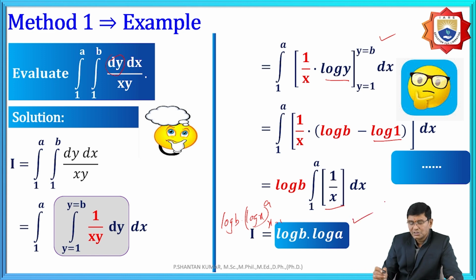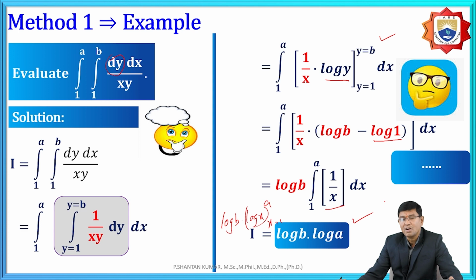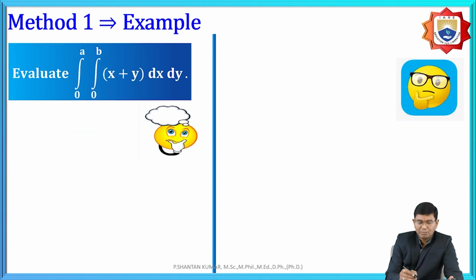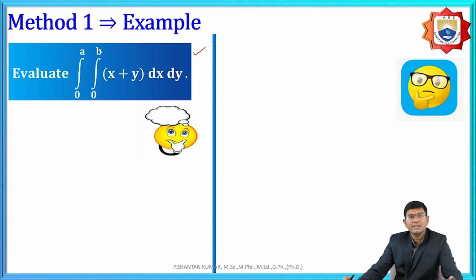Therefore the final solution is log b into log a. It is also clear that the limits are all constants under the double integration. We need to observe what the integrand inside is. First we integrate with respect to the inner variable, and after that we integrate with respect to the outer variable. For example, in this problem, the double integration has constant limits.